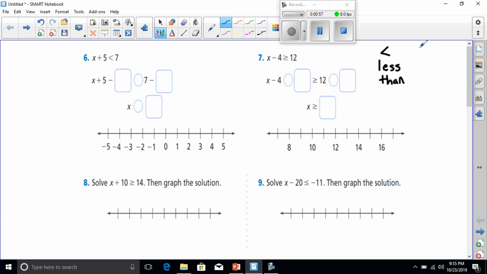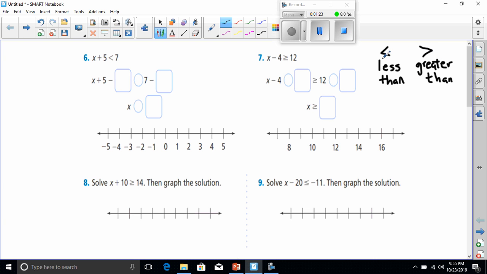The next one that we're going to go over is the opposite side, and that's greater than. Now, greater than is the opposite of less than, of course. It means that whatever is on this side is greater than whatever is on this side. Then we've got two others.